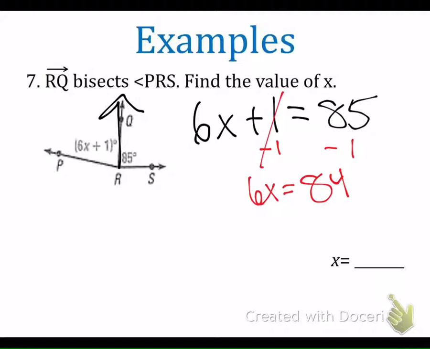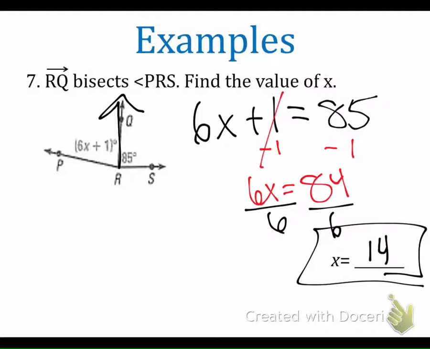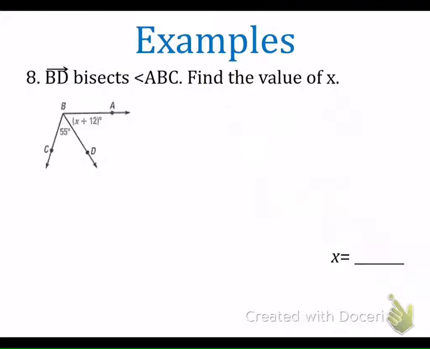It's 14. Yes, 14 indeed. Now, you can plug it back in if you want to check. If you plug it in right here, you do 6 times 14, which is 84, plus 1, which is 85, so they are congruent. If you plug it back in and they're not congruent, you have made a mistake. Questions? No questions. Number 8.